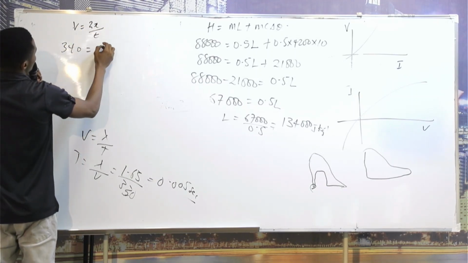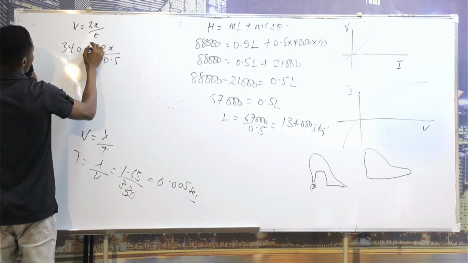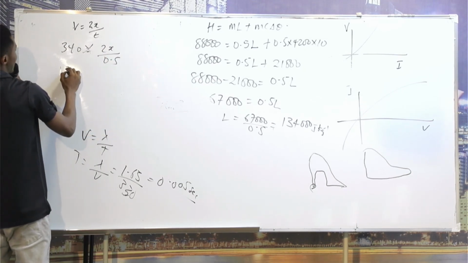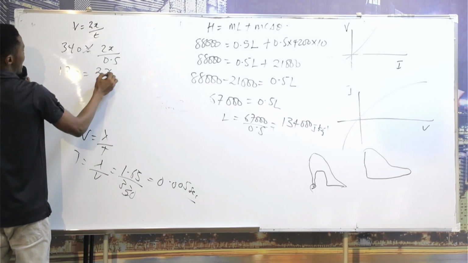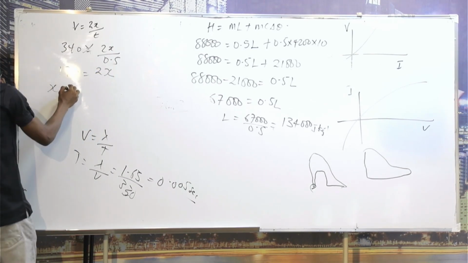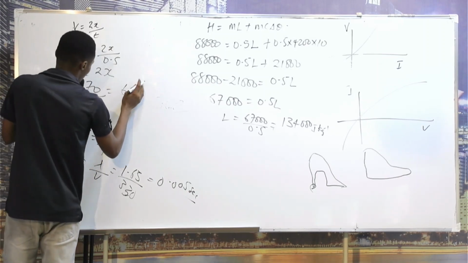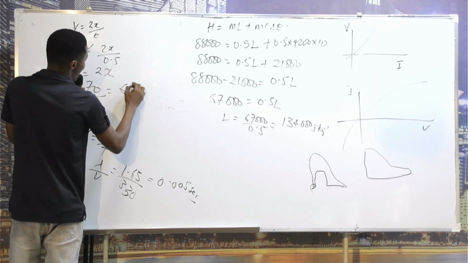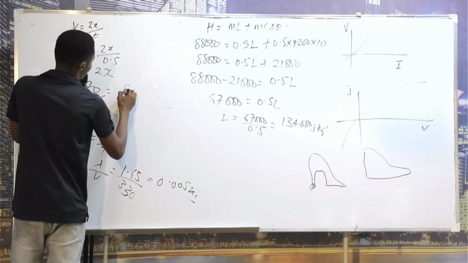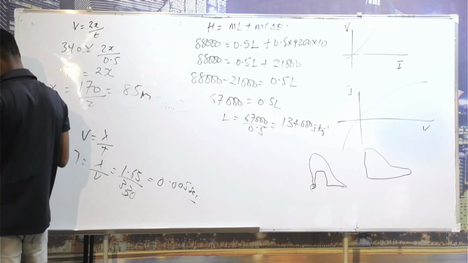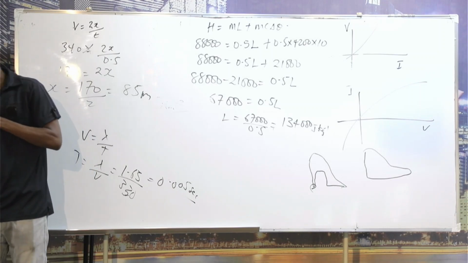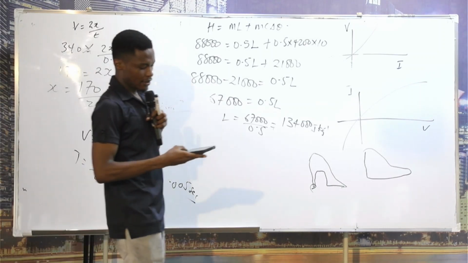340 is equal to 2x over 0.5. This will give me 170 equals 2x. When this multiplies, x becomes 170 over 2, which is how many? Sorry, 85 meters. 85 meters.